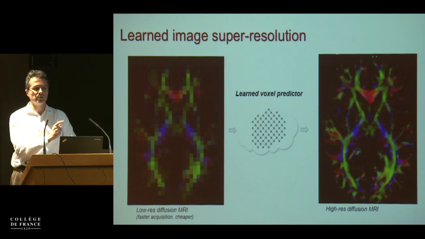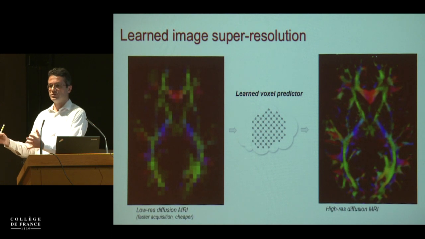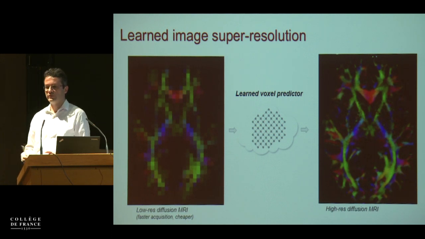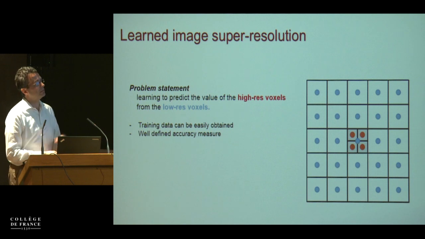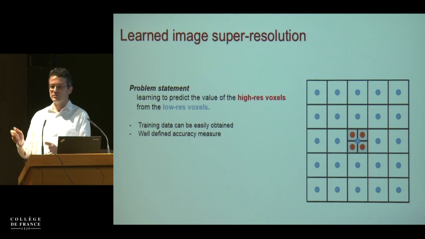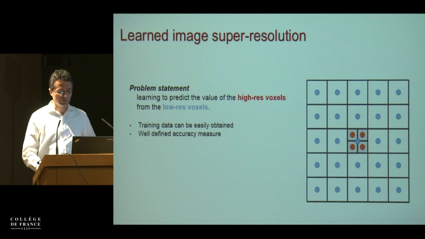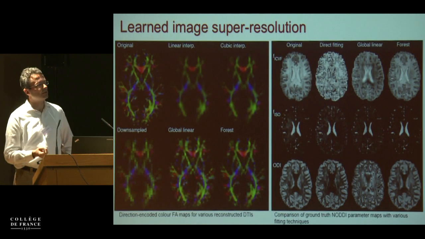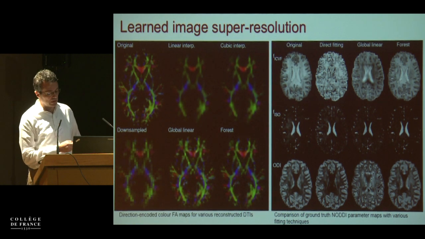And guess what? In this sort of problem, we can have as much training data as you want, or almost, because what you can do is acquire a lot of very high resolution images, downsample them with whatever your favorite technique is, and now you have pairs of low resolution and high resolution images, which you can use as training images. And that's precisely what we did. The model in this case is extremely simple. Given all the blue dots, which represent the position of voxels in a low resolution image, we want to predict the red dots, which are the high resolution voxels. We can do this using decision trees. We can do this using bilinear, bicubic, or whatever other interpolation techniques you want. And interestingly, we can use this not only for diffusion MRI, but also for NODDI parameters.